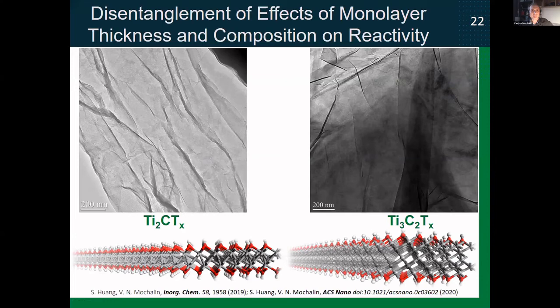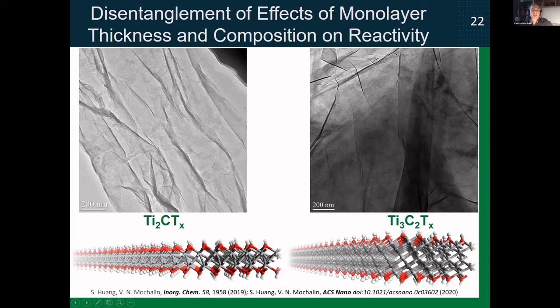model systems for fundamental studies of reactivity of 2D materials, because MXenes allow us to separate and disentangle the effects of thickness from the effects of composition, difference in chemical bonding, and so on. Why? Because you can stay within the same chemical composition, for example, titanium carbide MXenes, and change only the monolayer thickness of this material. So everything else stays the same. Composition, type of bonding, everything else stays the same.